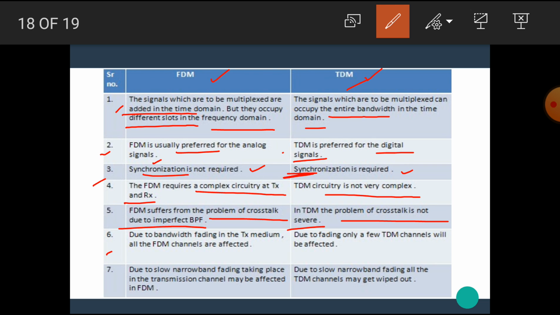In FDM, due to bandwidth fading in the transmission medium, all the FDM channels are affected. In TDM, due to fading, only a few time division multiplexing channels will be affected. In FDM, slow narrowband fading in the transmission channel may affect only some channels. In TDM, due to slow narrowband fading, all the TDM channels may get wiped out. This is the difference between frequency division multiplexing and time division multiplexing.